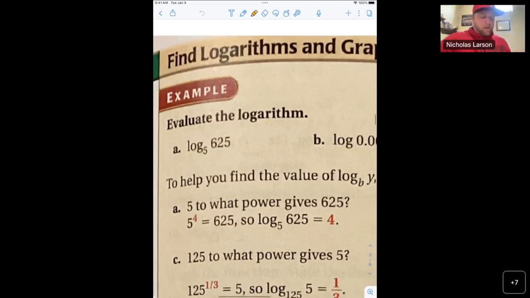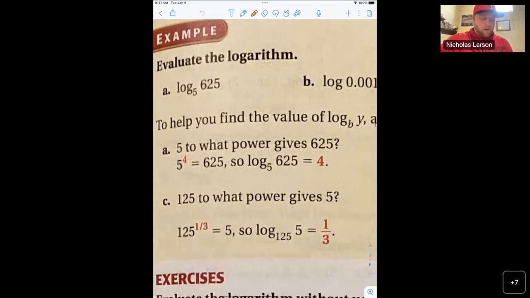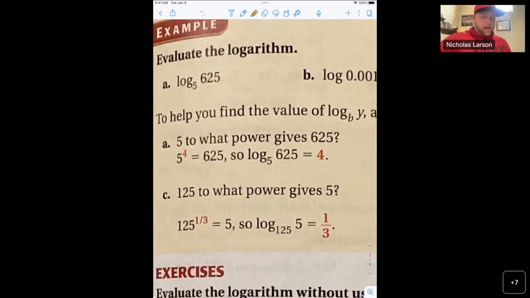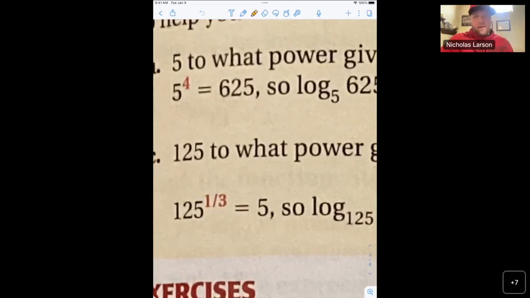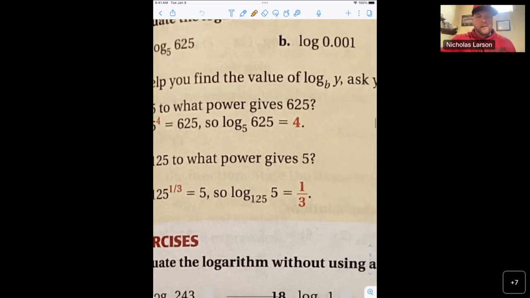What power gives 625? 5 to the fourth. So again, we can write this as equals 4. This is what I was talking about. 125 to what power gives 5? Well, working opposite, the 1/3 power would give 5. So this is going to equal 1/3.